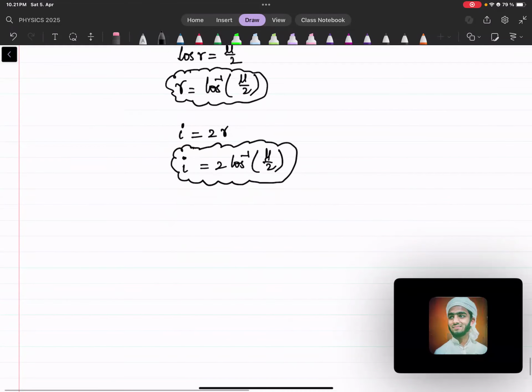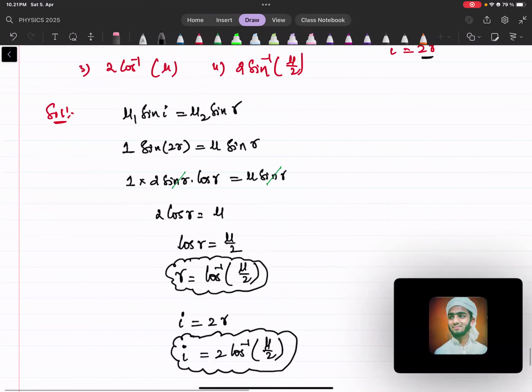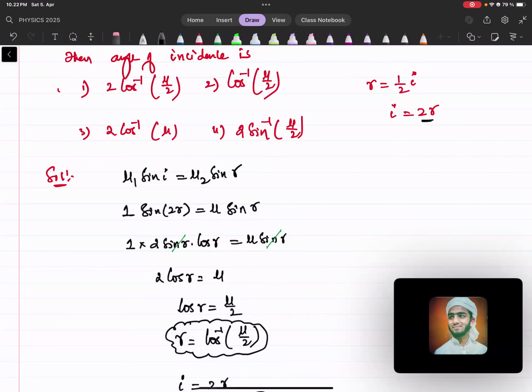Sir, can't we do it by directly applying i by 2 instead of r? Instead of r, i by 2 in the place of r. You can't do it that way because you don't have the formula for i by 2. It will become still more complicated. Yes. Okay, sure.